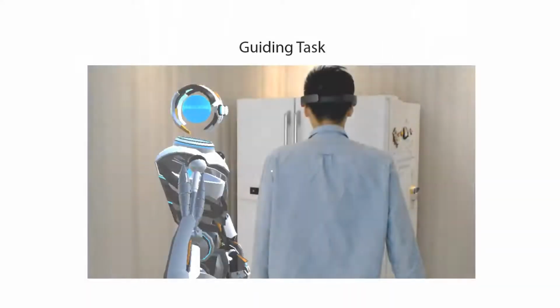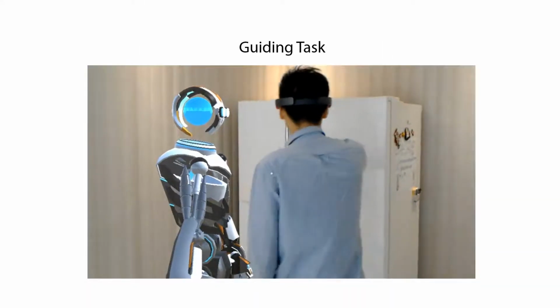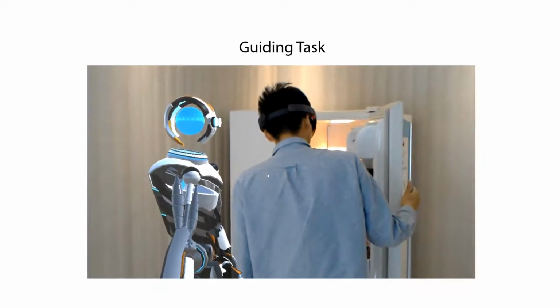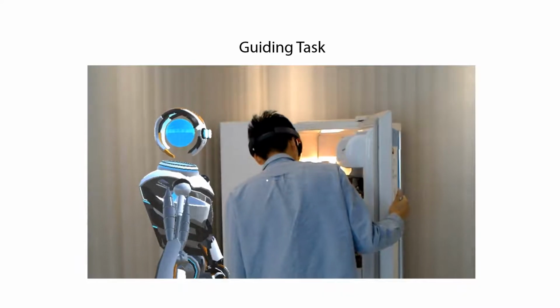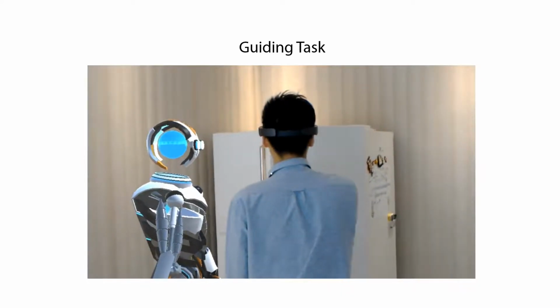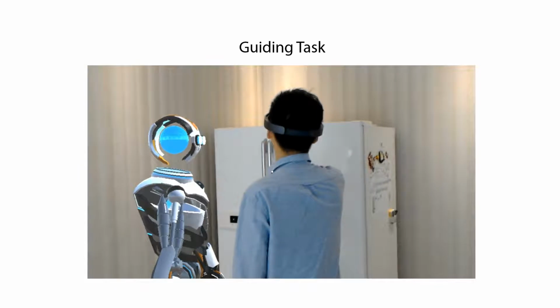In the guiding task, the virtual agent is introducing the food in the refrigerator to the user. Under the limitation of visibility cost, the virtual agent does not have too much occlusion of the key object, the refrigerator, drinks or fruits in it, so that the user can see the food.